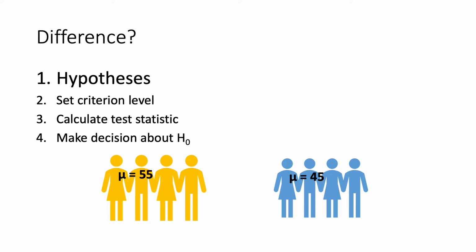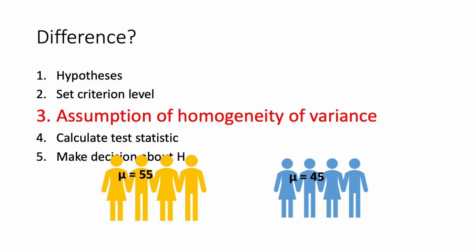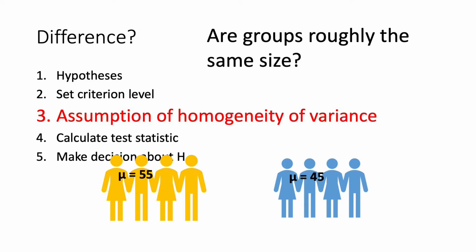So the first thing we do, of course, is set our hypotheses, and then our criterion level. And then before we calculate the test statistic, we have to do something else to find out whether or not there's what we call homogeneity of variance. So let me stop here and talk about that really quickly. First thing you have to look at, because the homogeneity of variance is going to let us know whether these two samples we've polled really are from the same population.